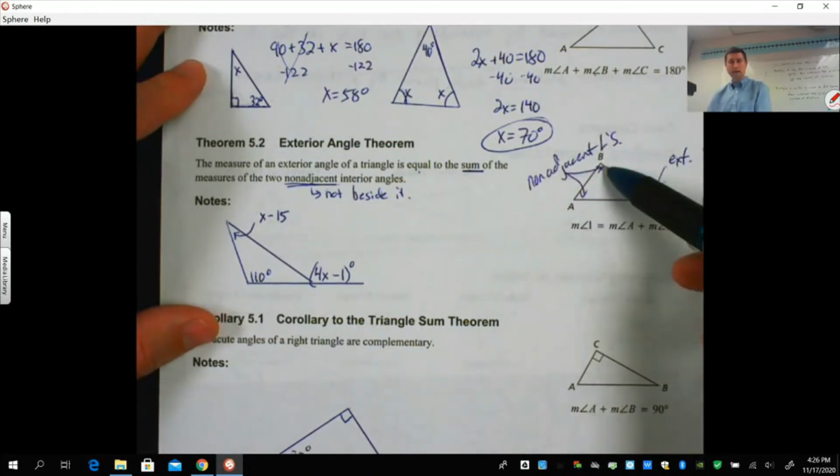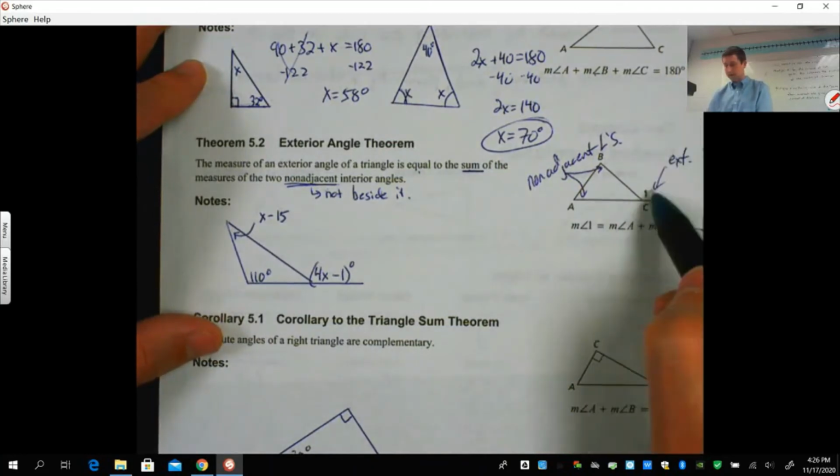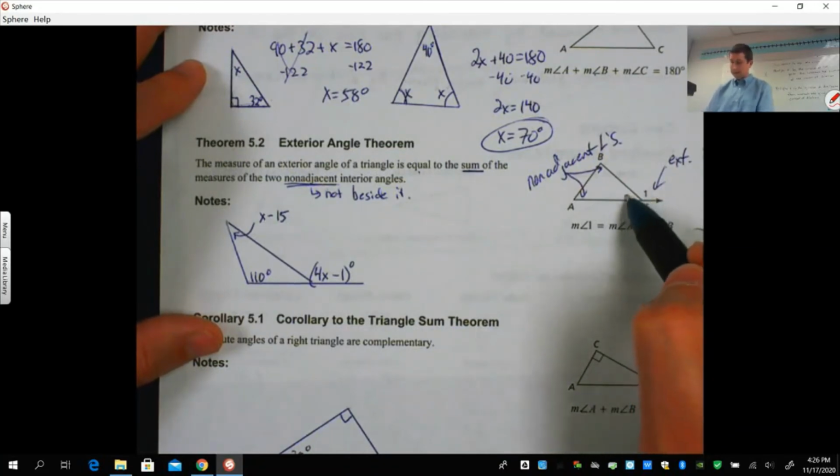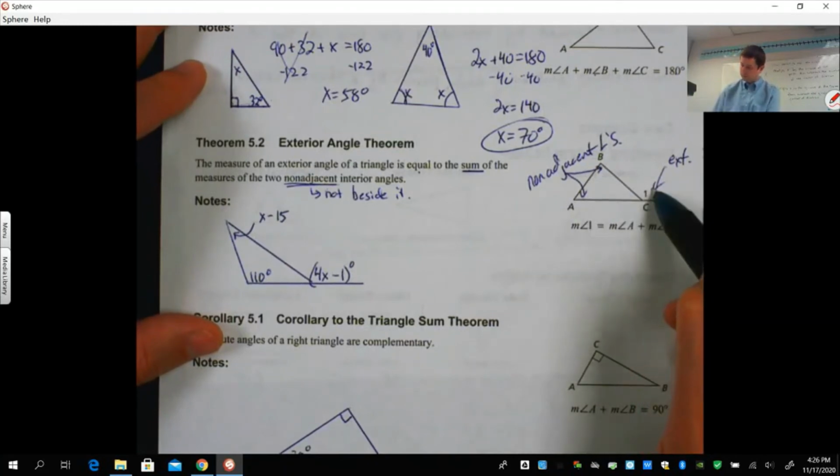So these two added together have to equal this one. And that makes sense because this exterior and the one it's next to have to equal 180. They're a linear pair. The one on the inside and these two all together have to equal 180. So those two should equal the outside. There's your proof.